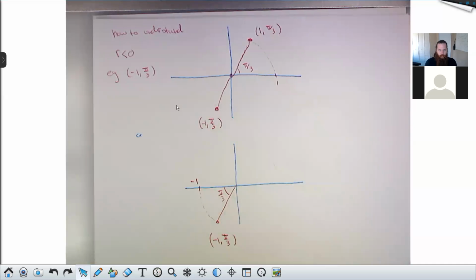Remember, these are all polar coordinates, (r, θ). There's no x's or y's here. This is not x, this is not y. This is r, and this is theta. Any questions about how to interpret a negative radius? Feeling mostly comfy?